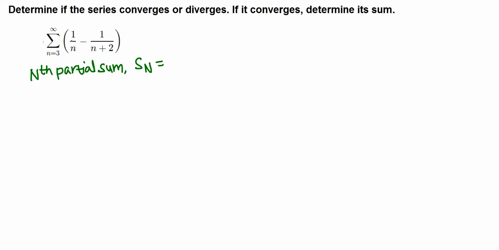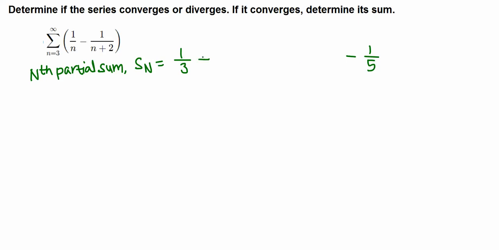So I'm going to write these terms first here, and then these are all negatives, and I'm going to write in the second. So n equals 3 gives us the first term, 1/3 minus 1 over 3 plus 2, which is 5. Okay, the very first term is 1/3 minus 1/5. I'm writing the negative part over there.